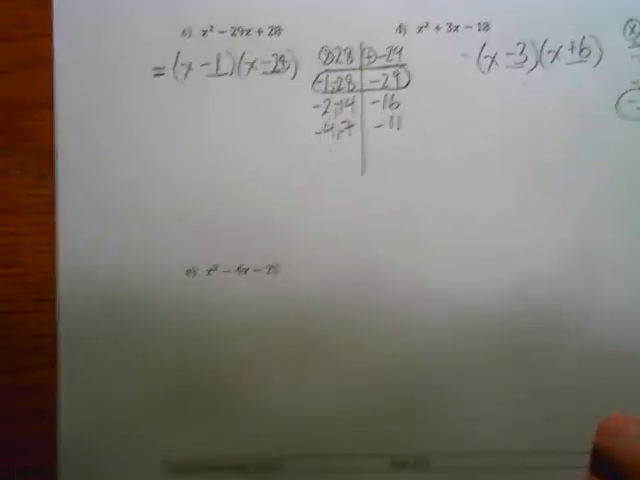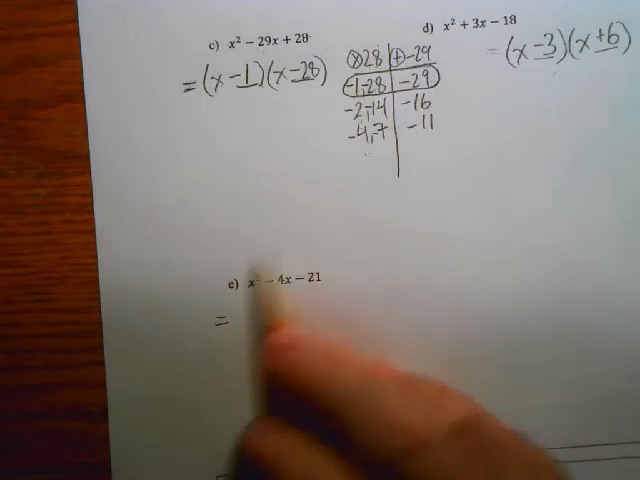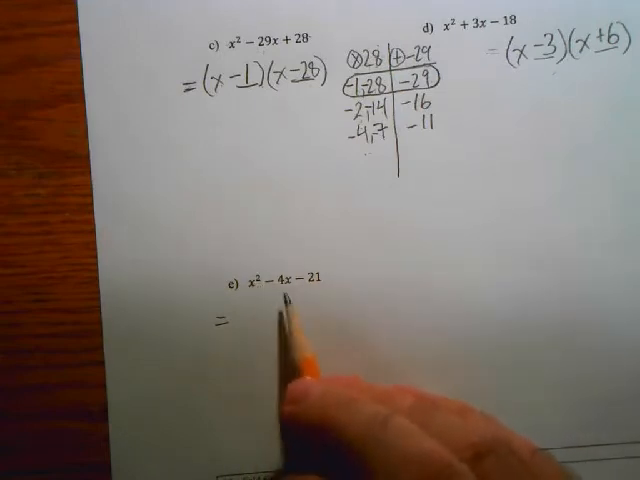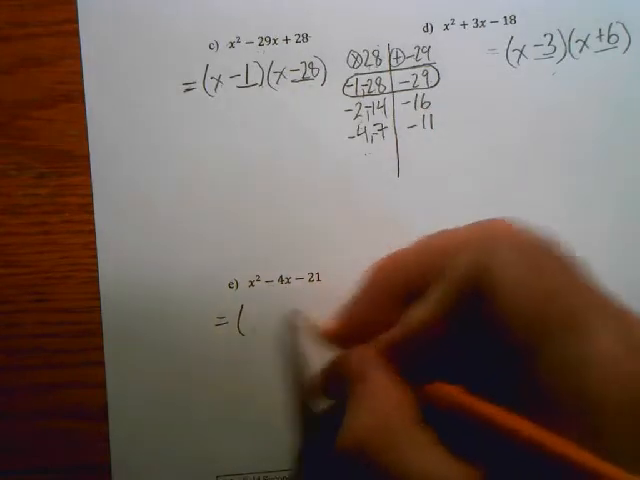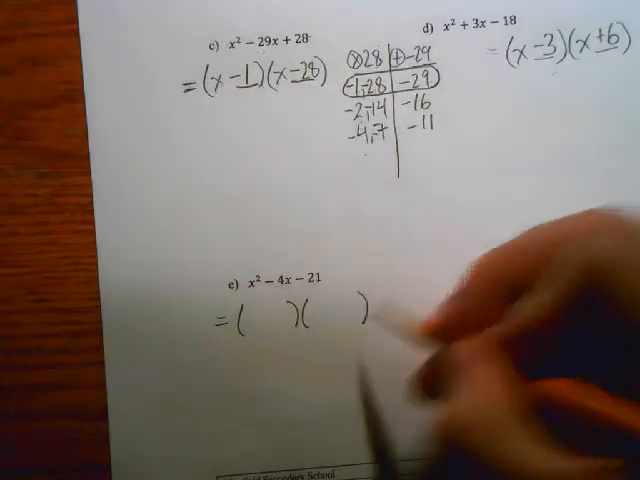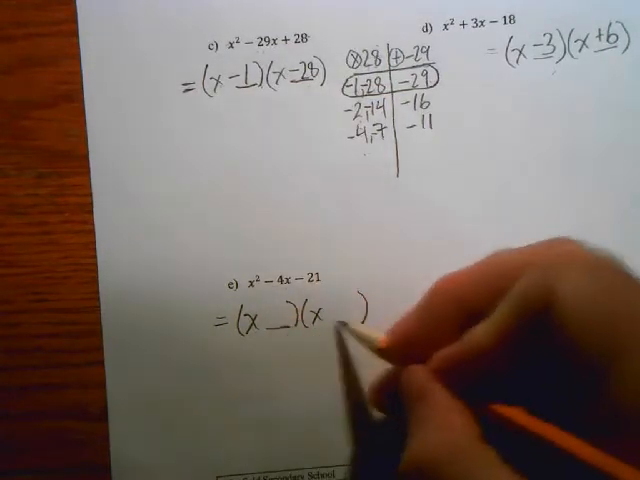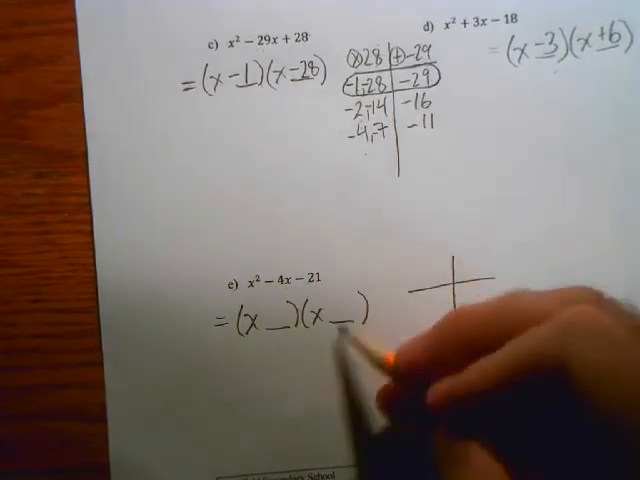Okay, so let's try one more. So again, we know this is a simple trinomial. It's got x squared plus or minus something x plus or minus a number. So let's build our little template here for our answer, like we've been doing every question. Build our t-chart. What do we know about these two numbers?